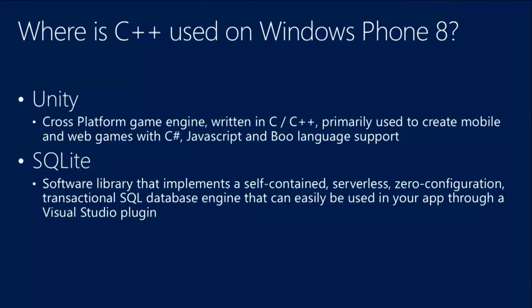And C++ is already used extensively on Windows Phone. And here are just a few examples. I'm not going to cover Unity. I'm going to cover SQLite a little bit. But Unity is a cross-platform game engine. It is entirely written in C and C++. And with Windows Phone 7, Unity already existed. It was a game engine to develop games that could target web games or Android or iPhone or something.